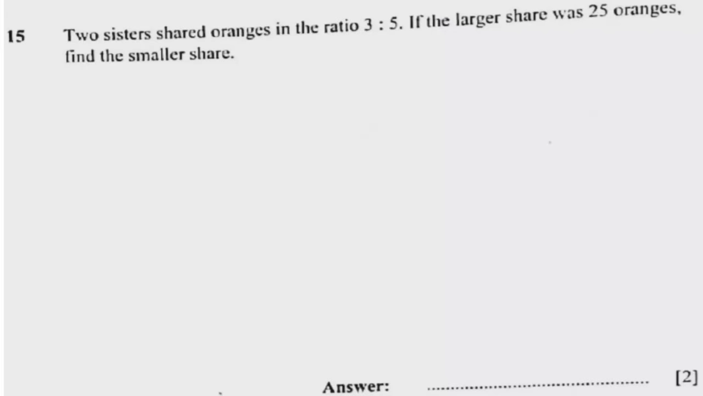So two sisters shared the oranges in the ratio of, we're told, 3 to 5. The other point we are told is about the larger share, so we need to understand this point. They're saying the larger share was 25. The larger share will only come from the larger ratio. The bigger ratio between the two is 5.